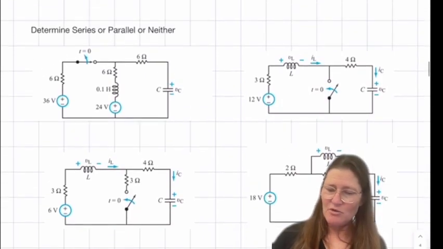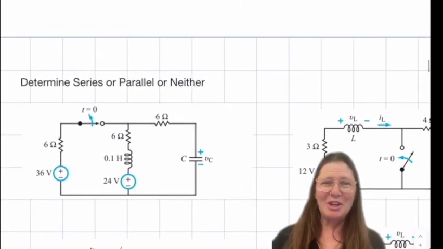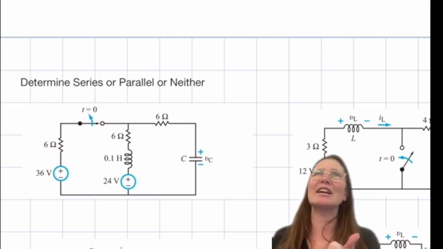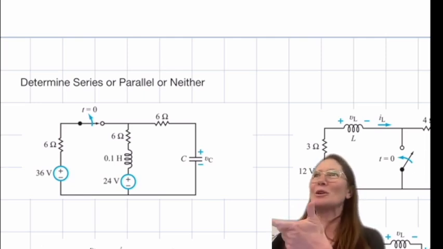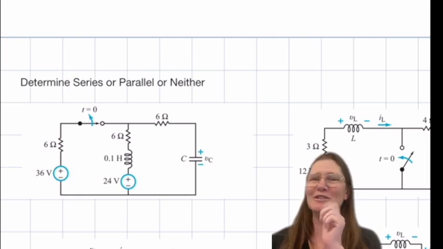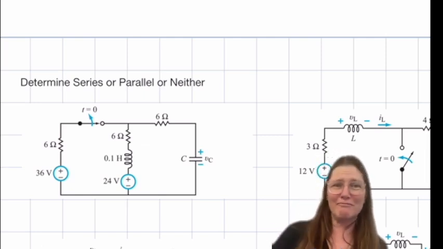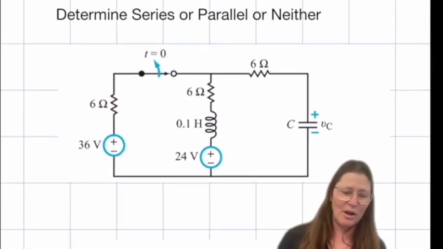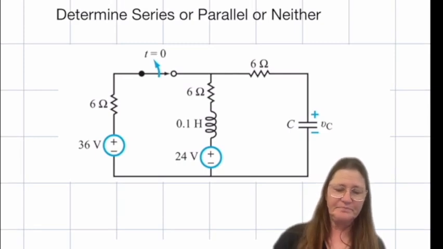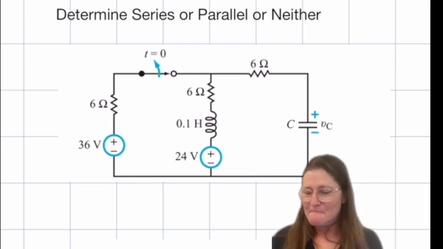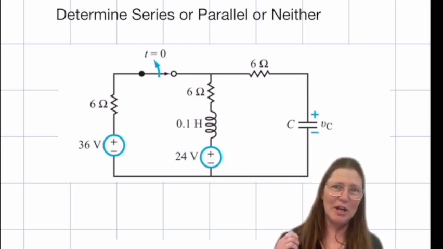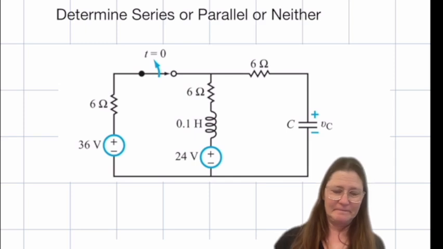All right, one of the things that I found students sometimes struggle with is even identifying whether the circuit is in series or in parallel for the configurations. So that's what we're going to go through first: determining whether this is series or parallel or neither. So for this one, is this in series, parallel, or neither?